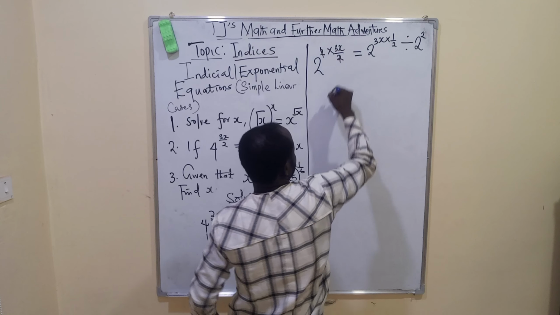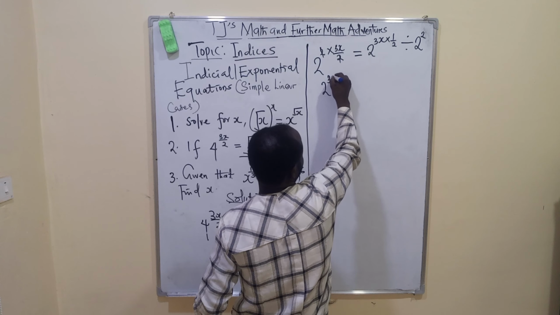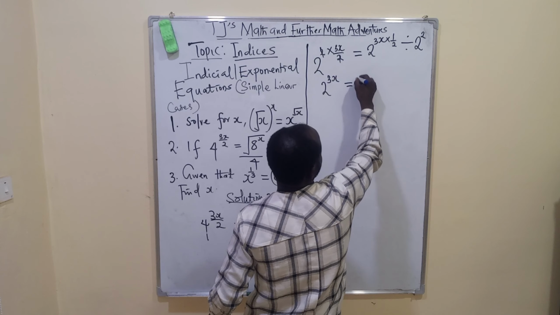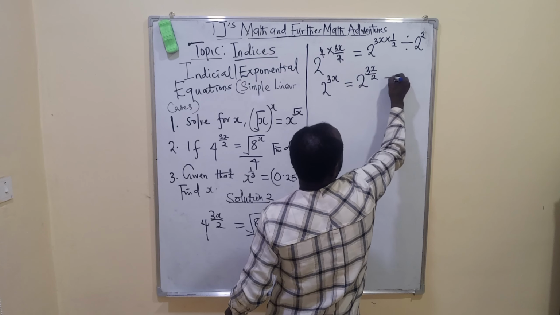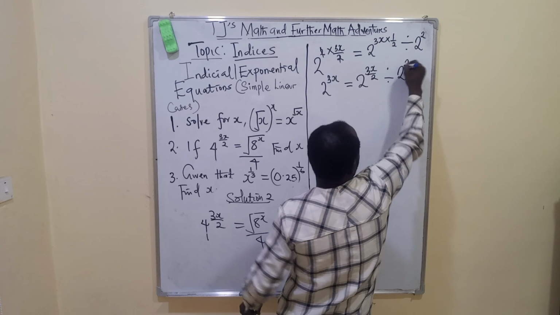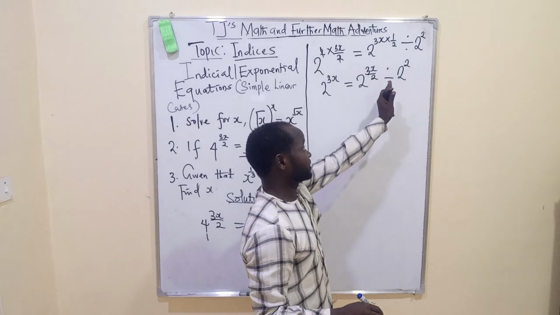So I can remove this. That's 2 divided by 2 is 1. This will be 2 power 3 now, x will be equal to 2. If I multiply this, I have 3x divided by 2, divided by 2 power 2. Can apply the division law of indices on the right hand side here.